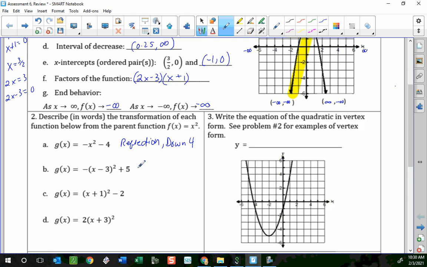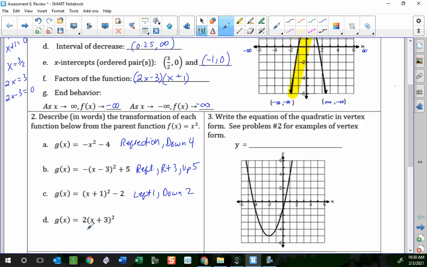All right, so this guy also has a reflection. All right, it moves to the right 3. So remember, it's opposite once inside. Inside is side to side, and it's the opposite action that you might think. So it moves to the right 3. And then the 5 moves you up 5. All right, this guy, no reflection, it moves you left 1 and down 2.